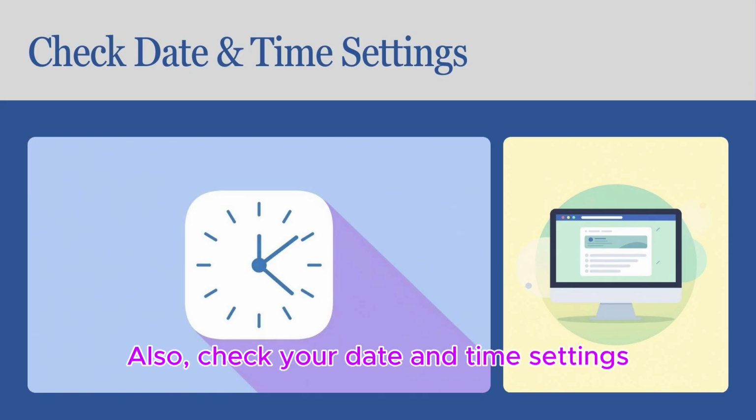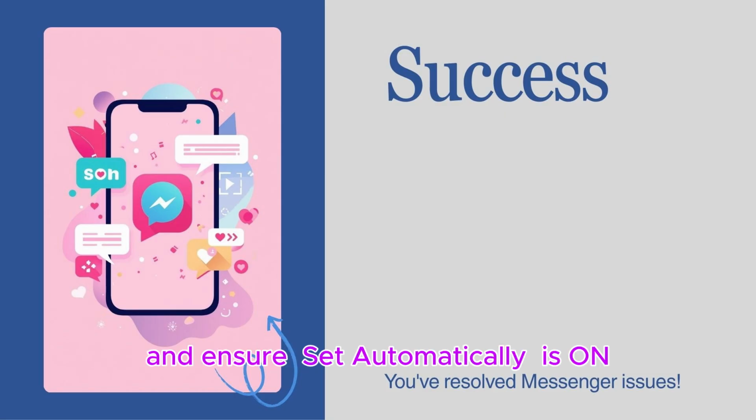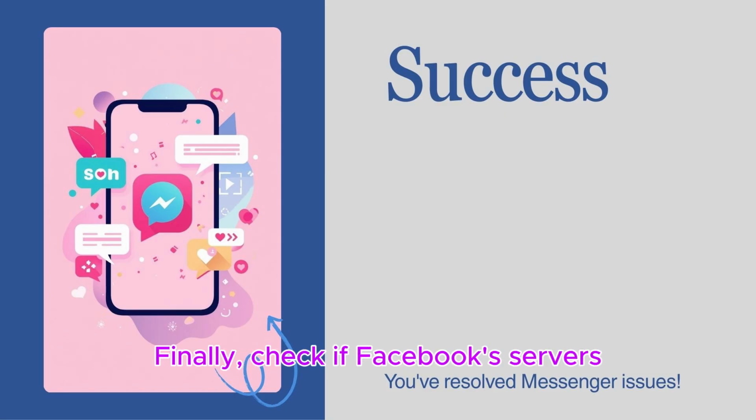Also, check your date and time settings. Go to Settings, General, Date and Time, and ensure Set Automatically is on. Finally, check if Facebook's servers are down using a site like Down Detector.